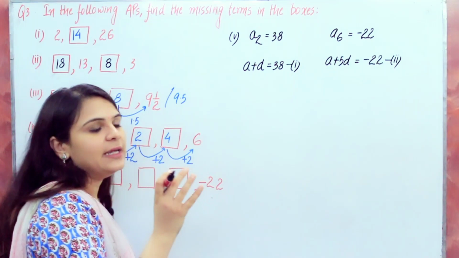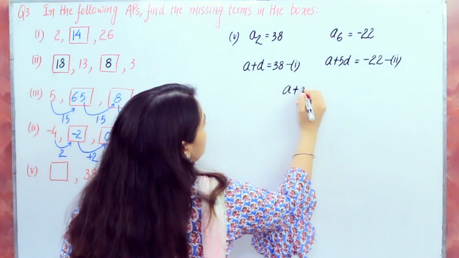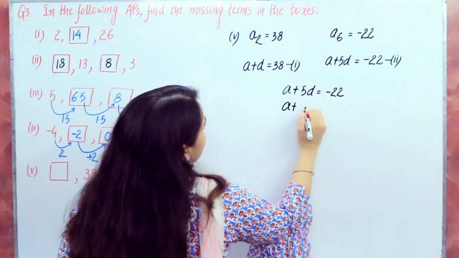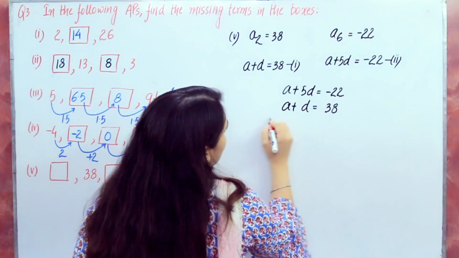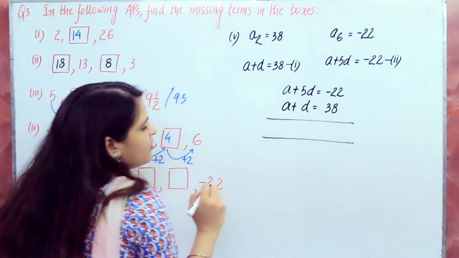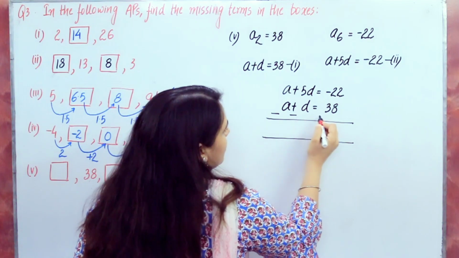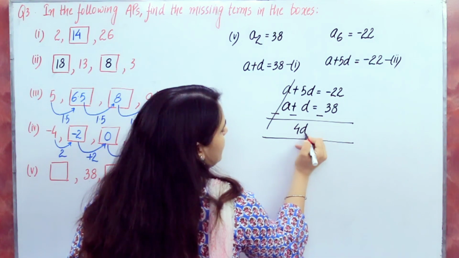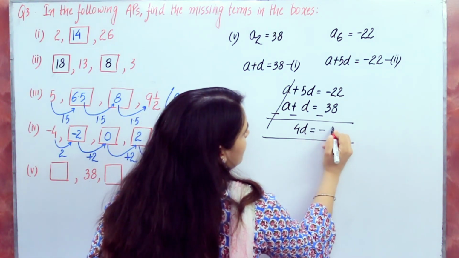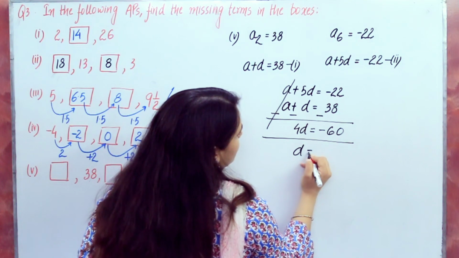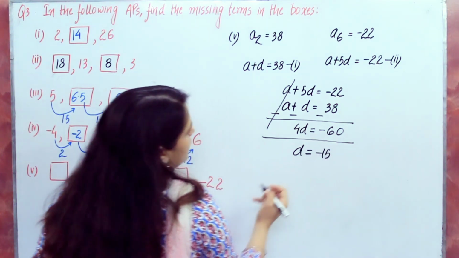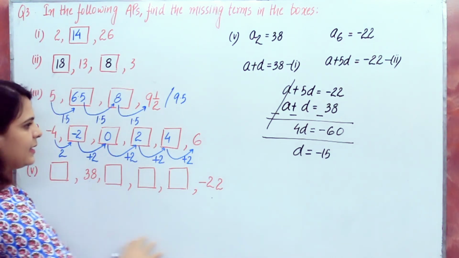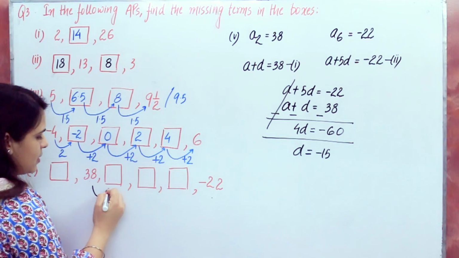Now we have two simultaneous equations. A plus 5d is equal to minus 22 and a plus d is equal to 38. By doing elimination, you will get 5d minus d is equal to 4d, and this will be minus 60. So common difference comes out to be minus 15. So we have value of d is equal to minus 15. So it's a decreasing type of arithmetic progression.